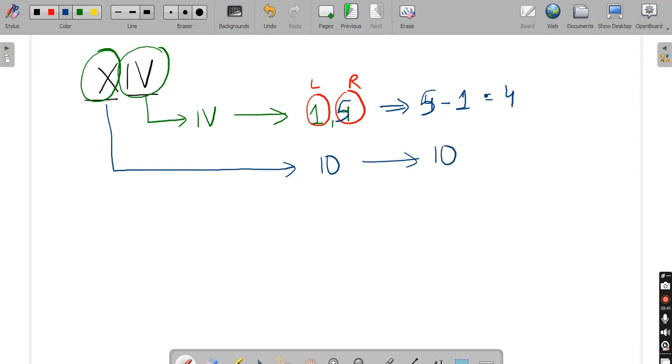Now we got these two numbers, so finally what we will do is add these two numbers: 10 plus 4. So 10 plus 4 I will add, how much will I get here? 14. So I hope you understood.